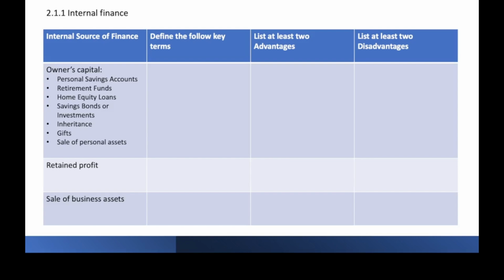So those of you that are watching this video because you missed my lesson, then you pause it, take a screenshot, dump it into your notes, and go and research the key terms. So write the key terms in here. As it says at the top, I want at least 2 advantages and 2 disadvantages for each of these.